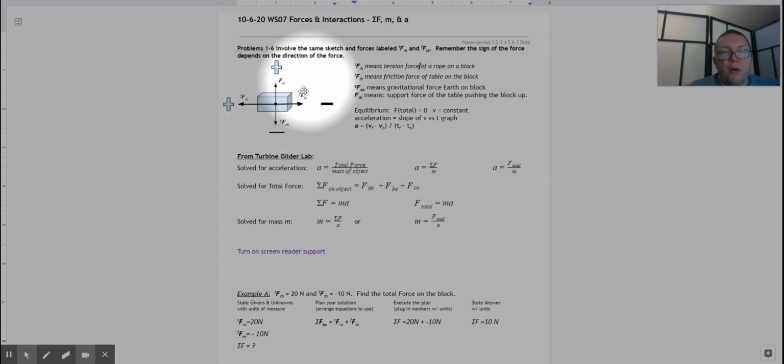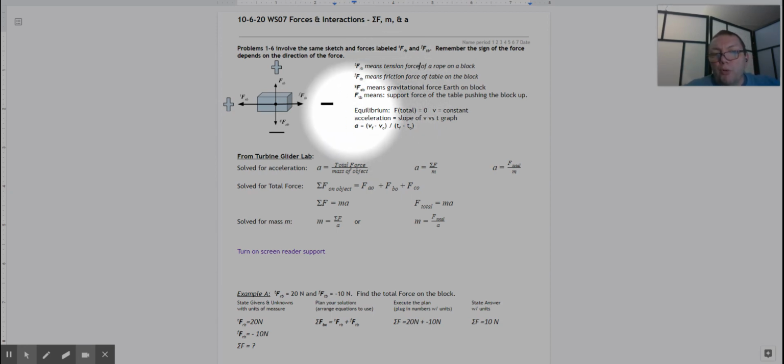This force now with a little note F up above and a TB there. So that's a frictional force of the table on the block. So as the rope is pulling it this way, the table and the block have a force of friction, and that force is going this way. And then I described the gravitational force and that support force there.